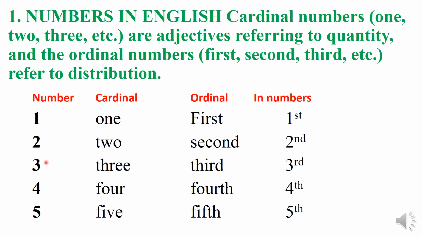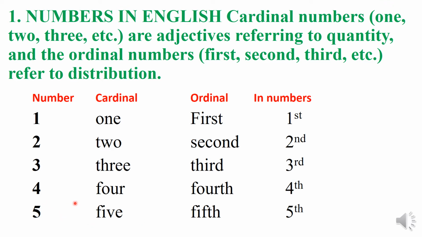Number 3. You write and you read three. And here ordinal is third. In numbers it is written like this. We have 4, in numbers, and four in letters. Cardinal. And fourth. From fourth, you write the number and you add th, 4 and you add th, then you read fourth. In numbers, it is written like this.